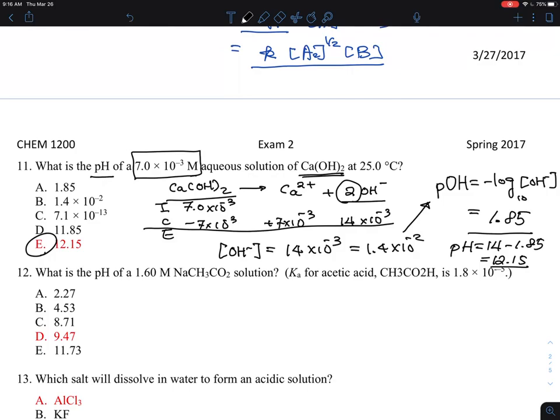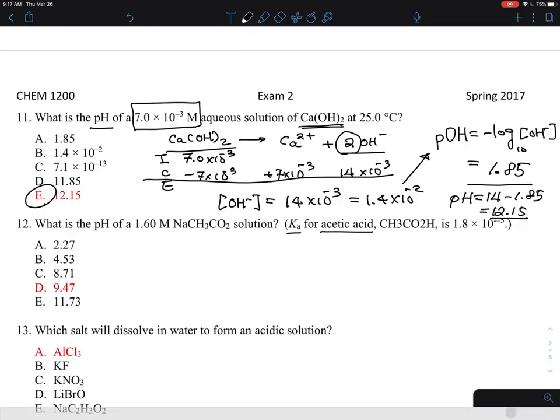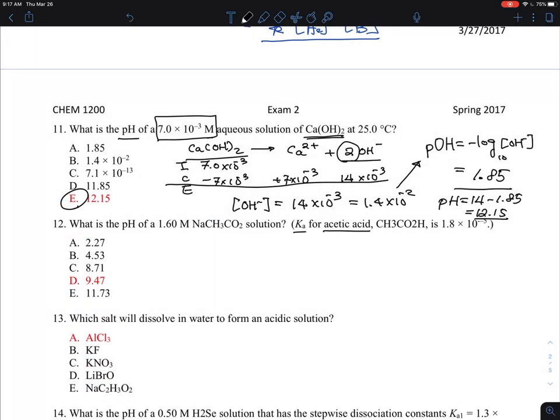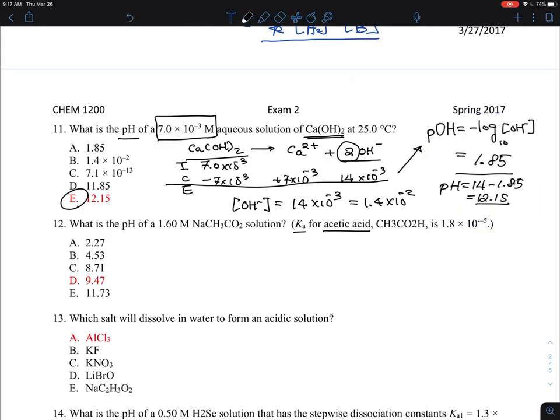Okay, so let me move on to the next problem. This next problem is about what the pH will be for the solution. So let me make it a little bigger. Okay, so what's the pH of this solution? This is acetic acid. Ka values are given. Then this one I need to move it up. So the Ka values are given.